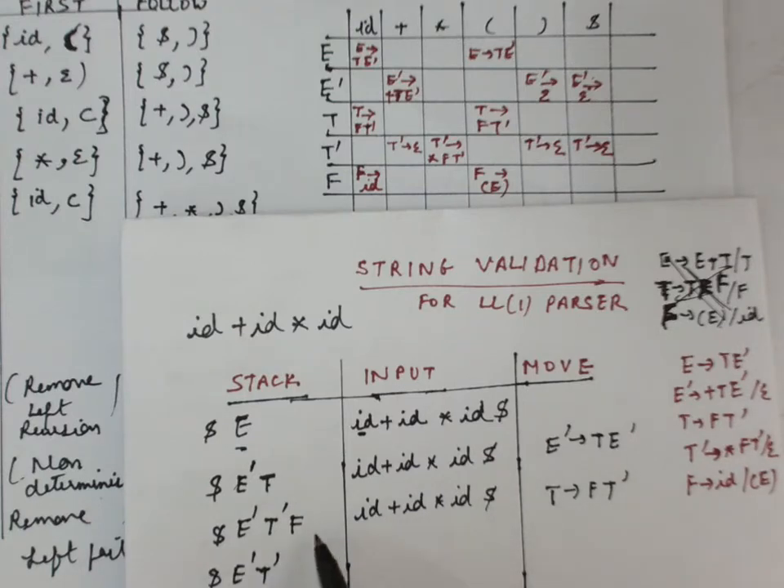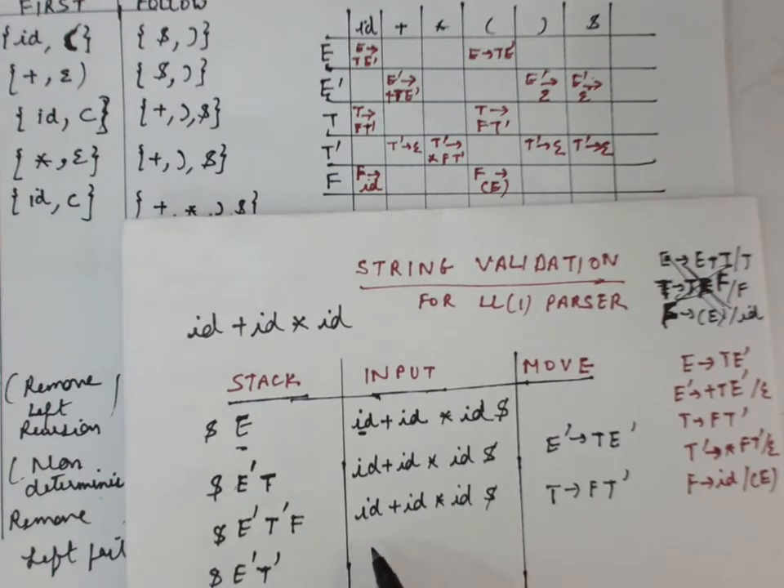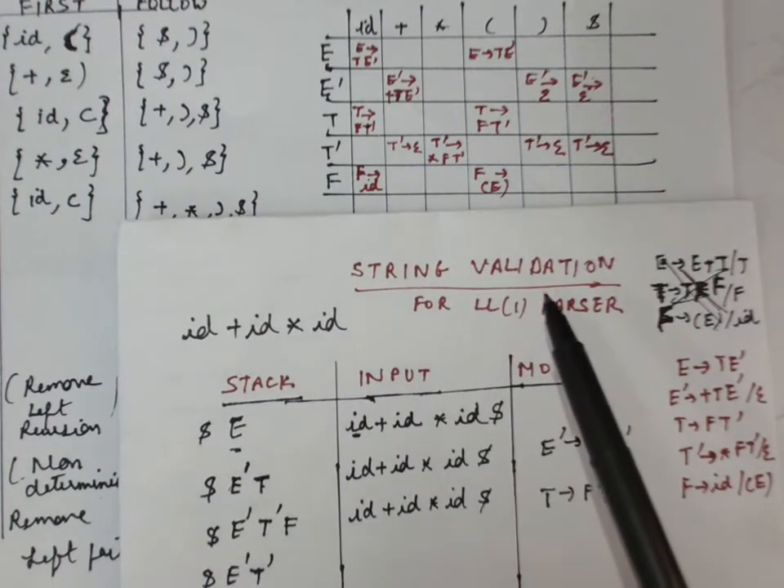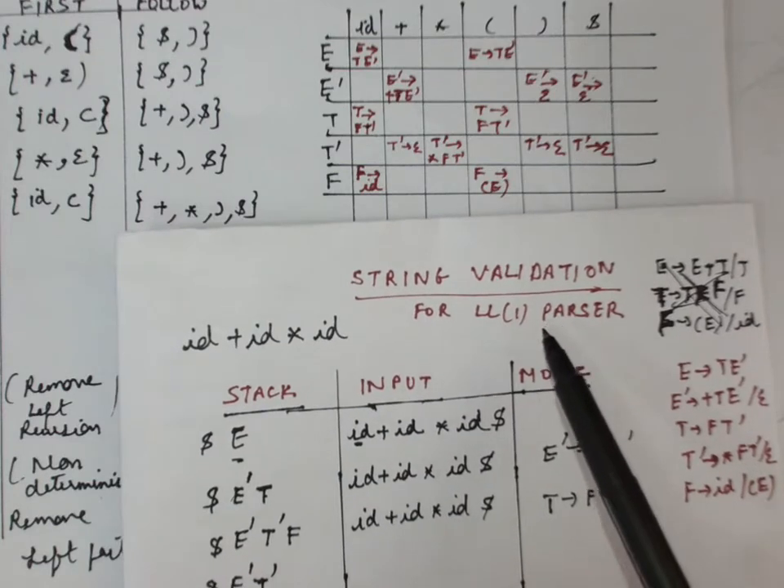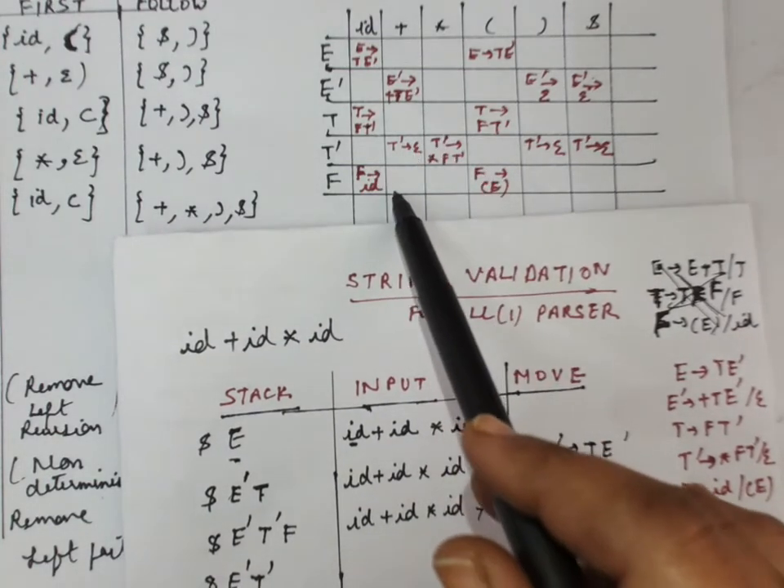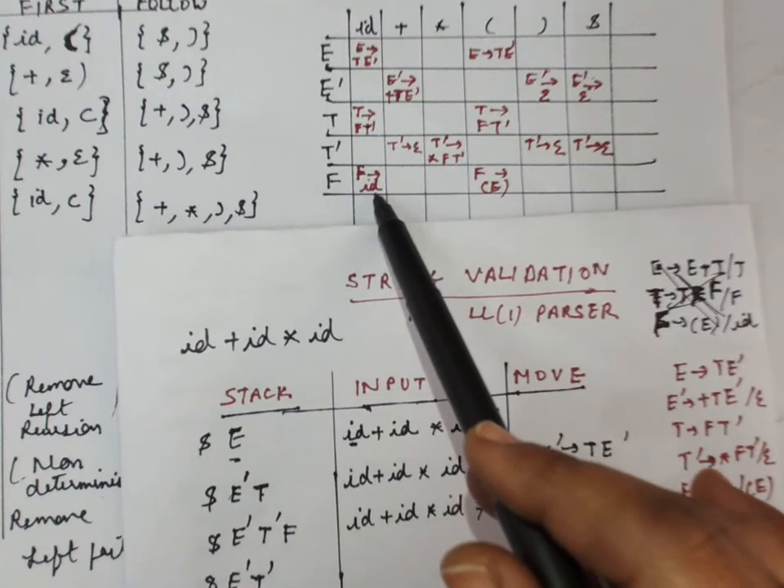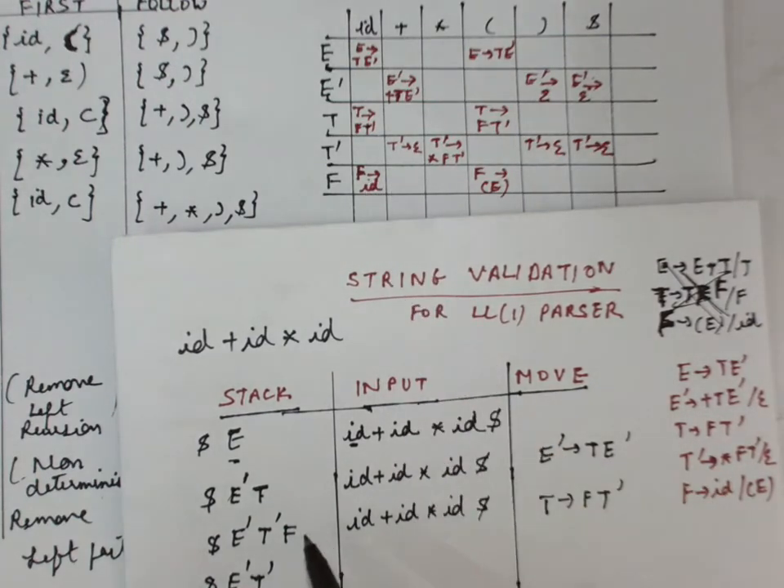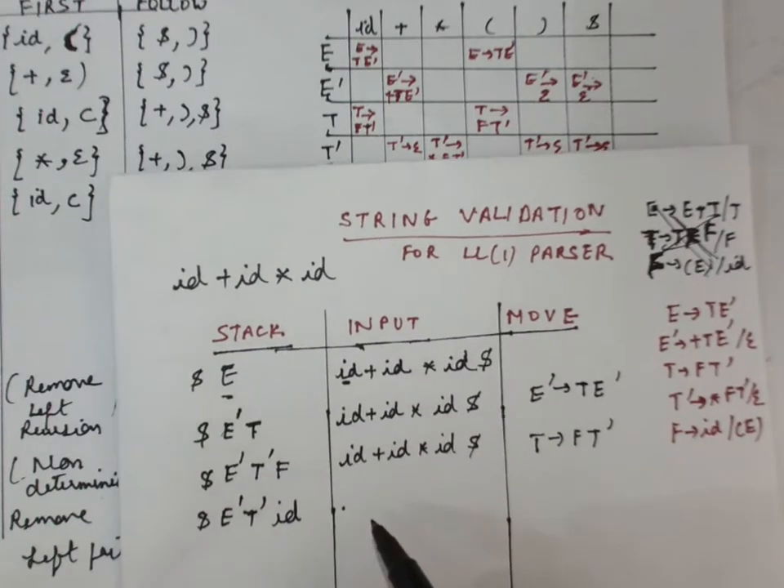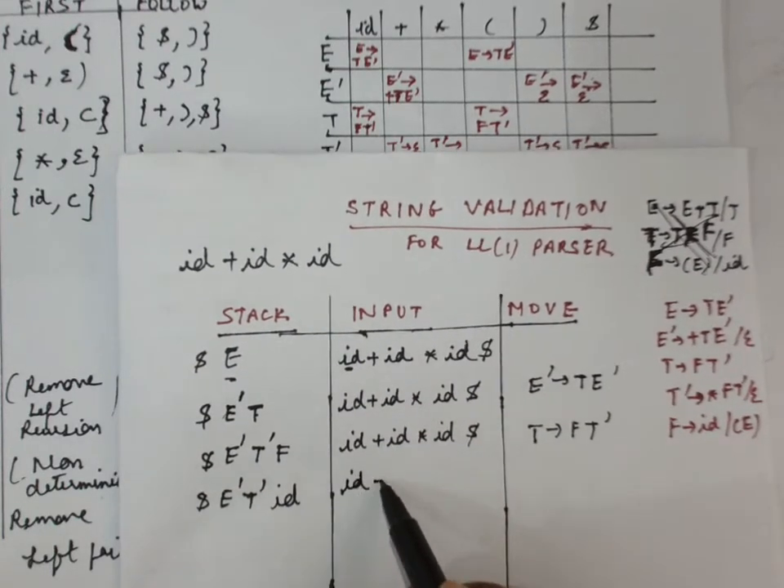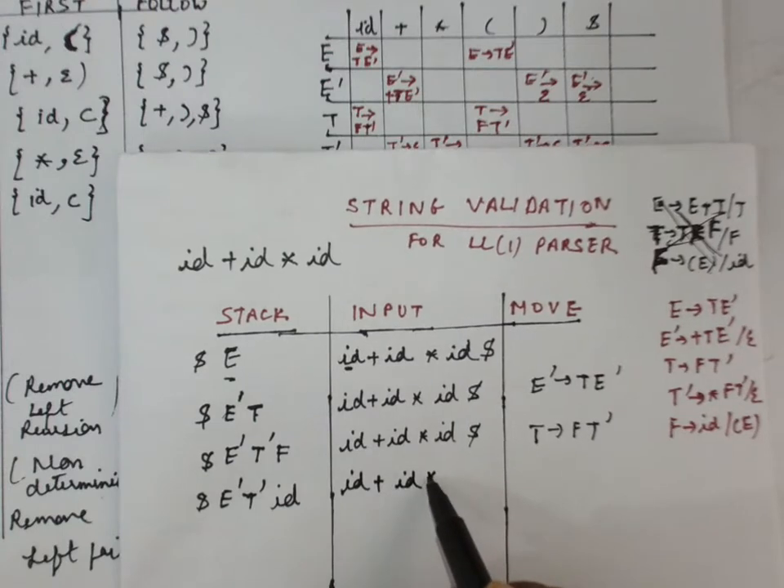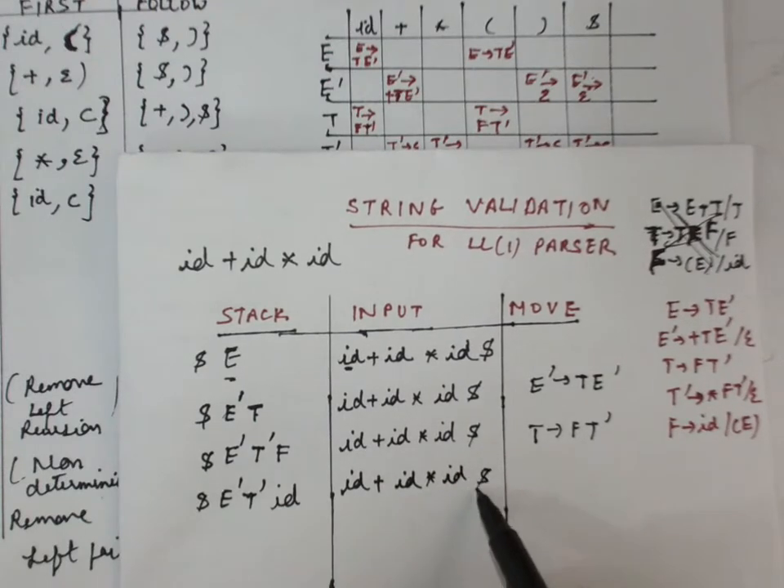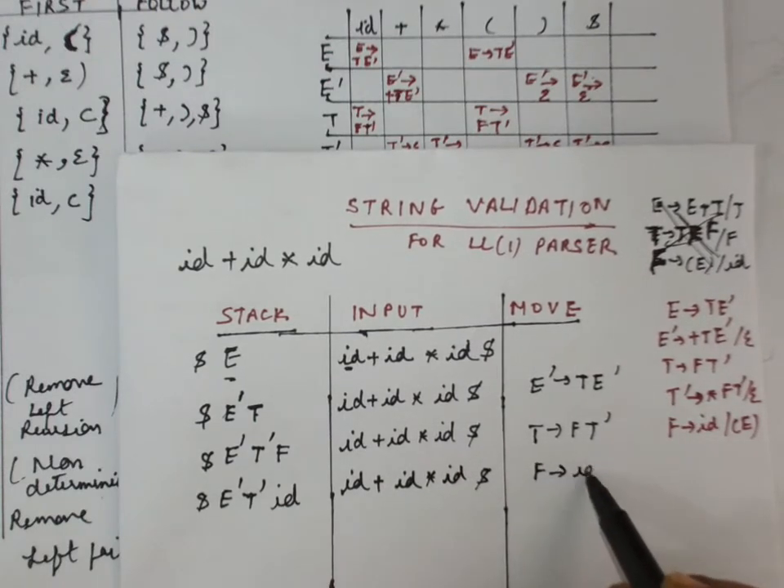Next, the top of the stack is F and the input is id. We need to see which production rule will be applied, so again we look at the parsing table. Here we see F gives id. So instead of F you put id here, and then you have id plus id into id dollar, and the rule we applied is F gives id.